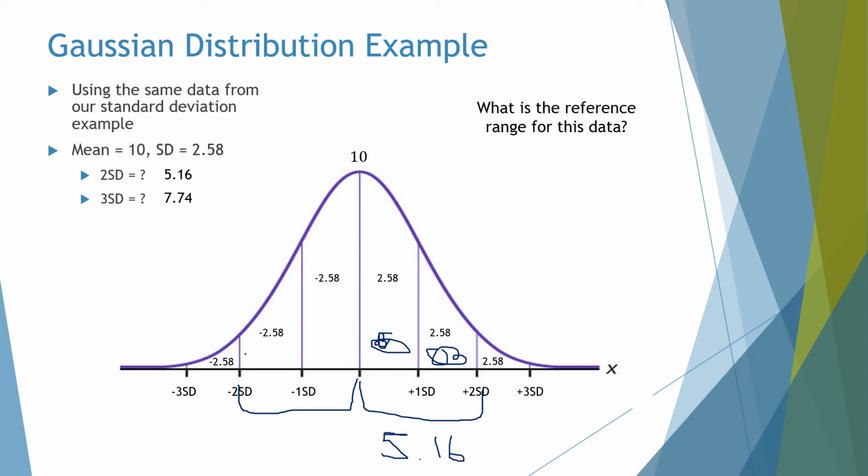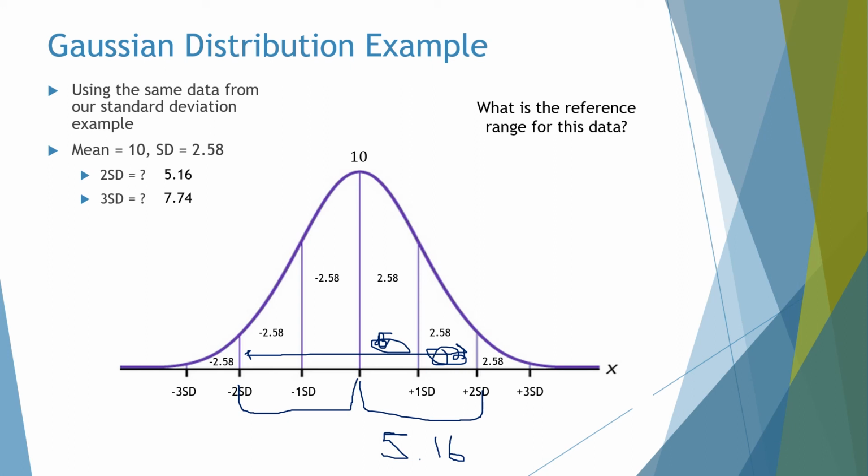And remember, this whole section here is 95%, represents that middle 95% of your healthy population. Okay? And that's why we're going to use our 2 standard deviations versus your 1 or your 3.